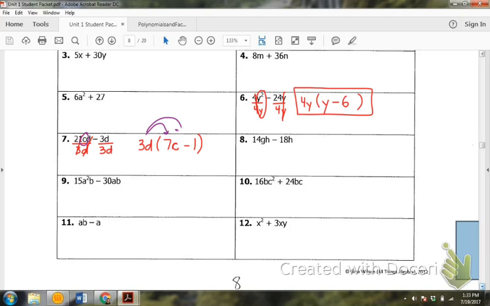Vinny, what number did you pull out? I did 2. Okay, and I pulled out the H. Perfect. 2 and an H can come out. Did anyone else pull out a 2H? Good. Mitchell, what's left when you pull out a 2H? Okay, what number do you have also? 7. 7g. And then 18 divided by 2 is, anyone? 9. And the h's cancel here.